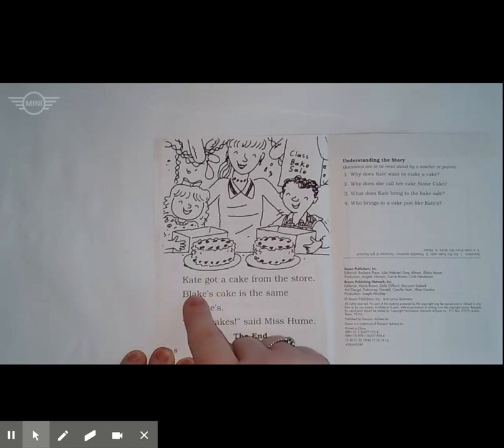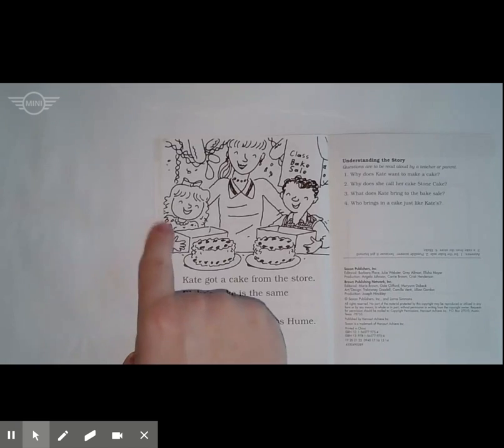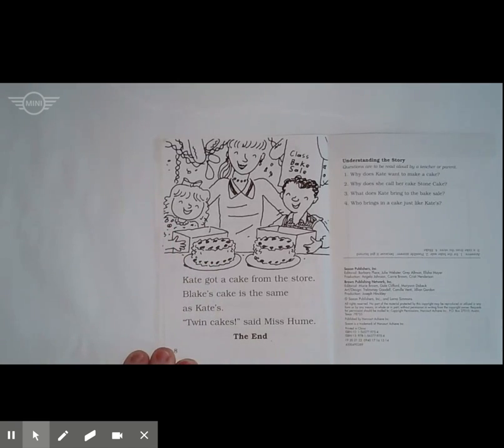So Kate and Blake had the same cake. Why do you think that happened? She had this cake because she burned hers and had to get one from the store to bring. Do you think that might have happened at Blake's house too? Maybe they need to practice more on making cakes.